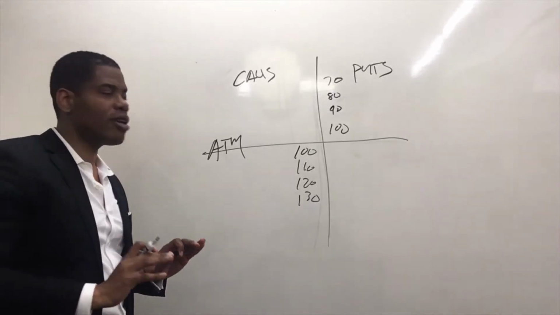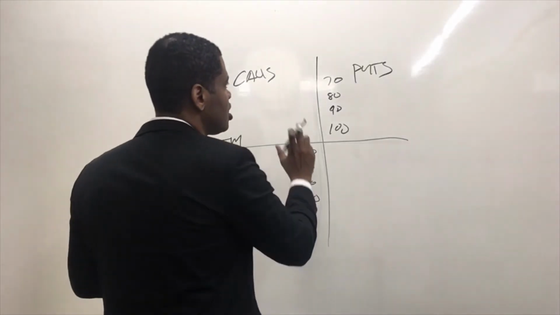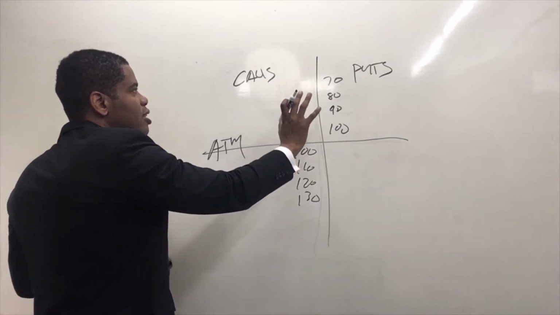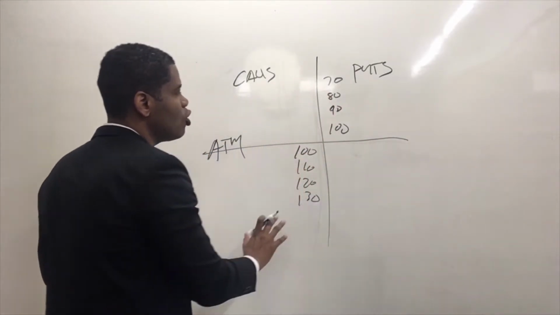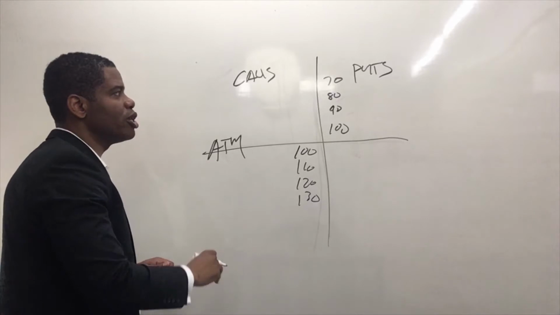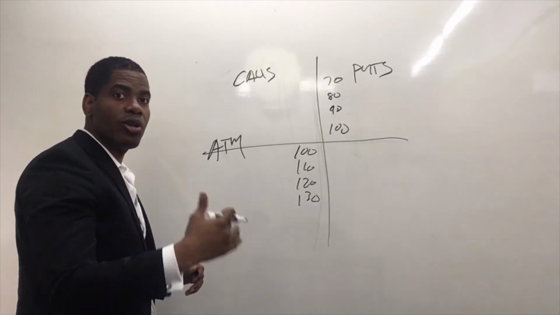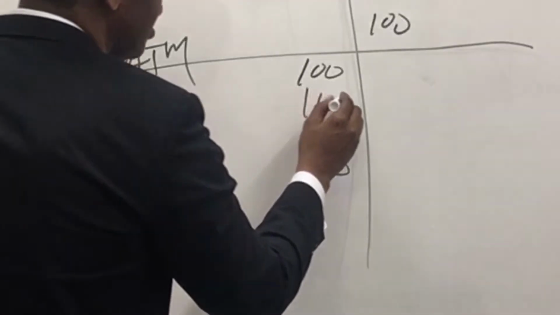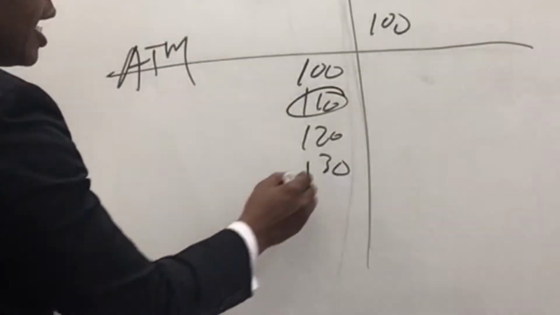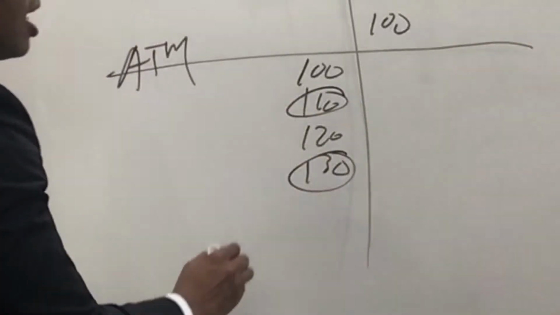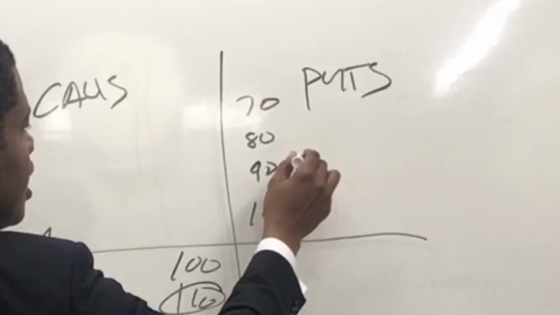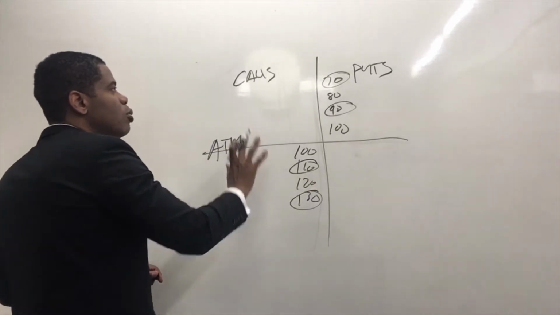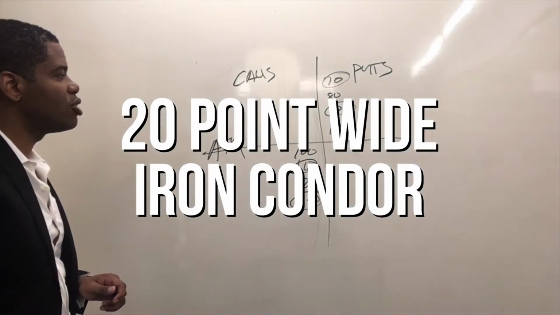And then if we're doing an iron condor, we're selling both sides. We're selling a put spread on the put side, and we're selling a call spread on the call side, and we're doing that simultaneously. So in this case, we're selling the 110 and buying the 130 on the call side. And on the put side, we're selling the 90 and buying the 70. So this is a 20-point wide iron condor.